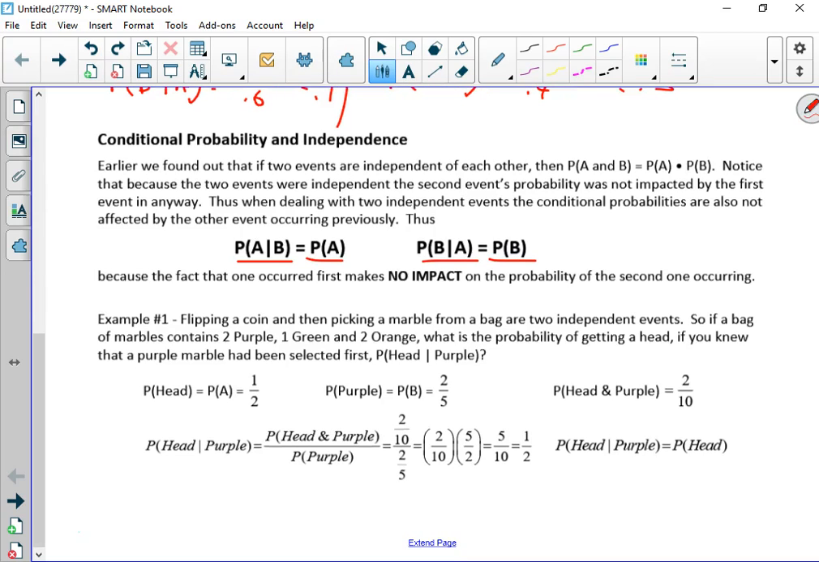So, example 1, flipping a coin and then picking a marble from a bag are 2 independent events. The bag of marbles contains 2 purple, 1 green, and 2 orange. Again, remember we always say that's 5. What's the probability of getting a head if you knew that a purple marble had been selected first? So, what's the probability of a head given a purple?